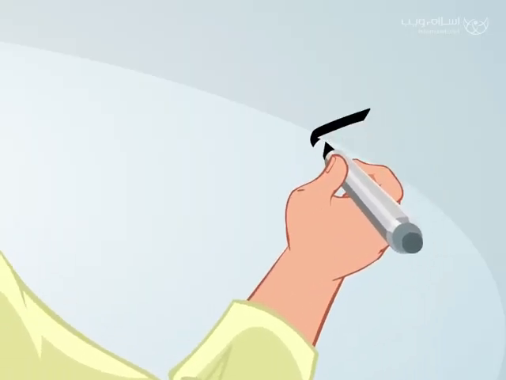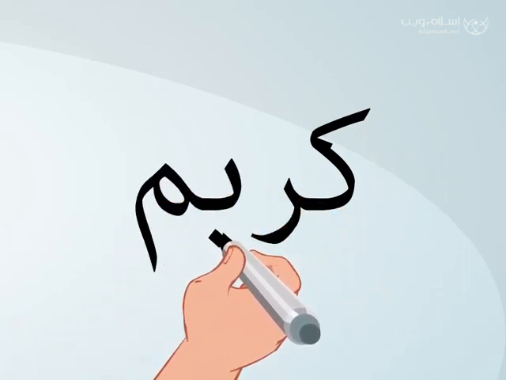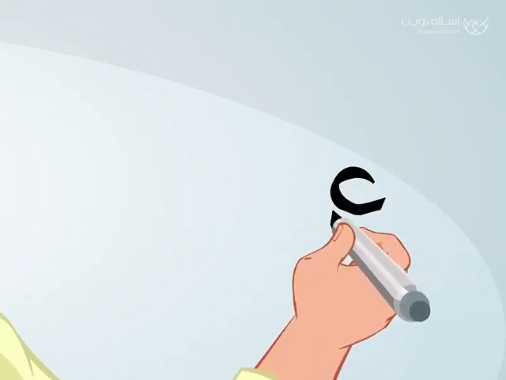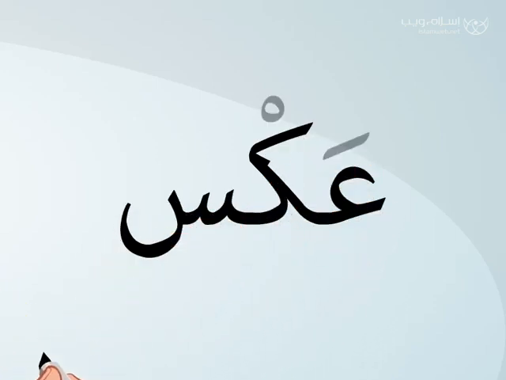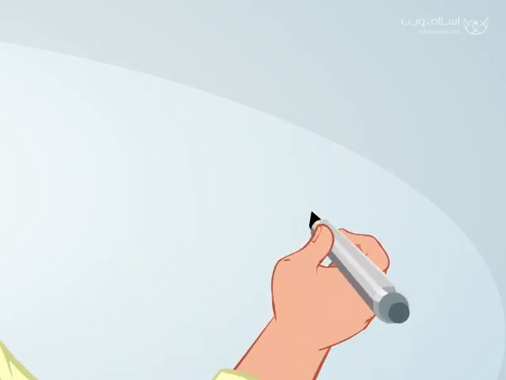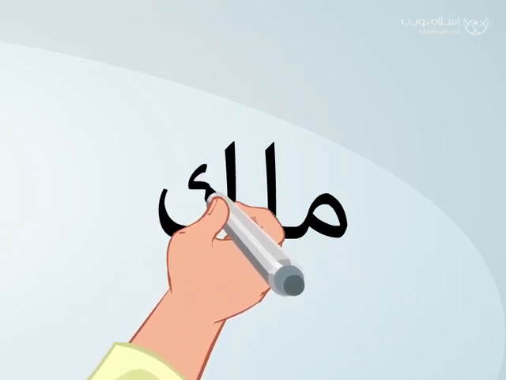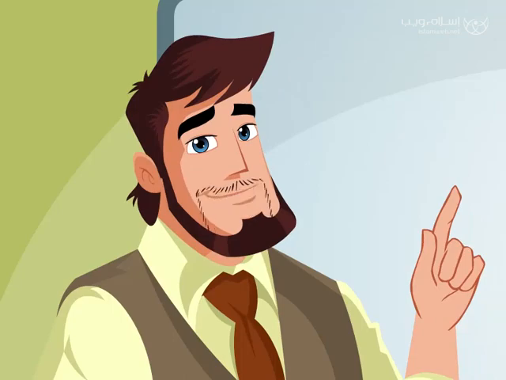This is how we write kaf at the beginning of the word, like this example. Kareem, which means generous. This is how we write kaf at the middle of the word, like this example. Aks, which means contrary. This is how we write kaf at the end of the word, like this example. Malik, which means king. Let's see the next letter.